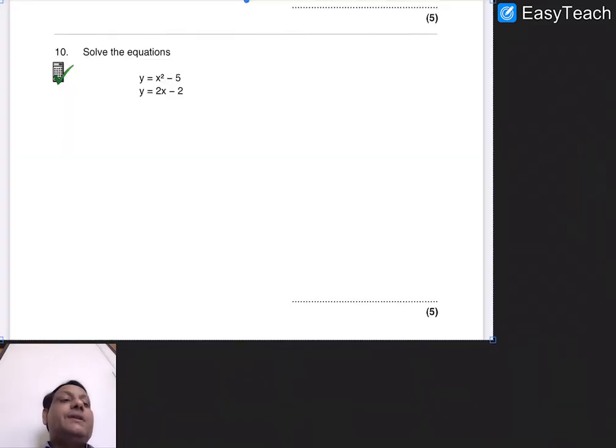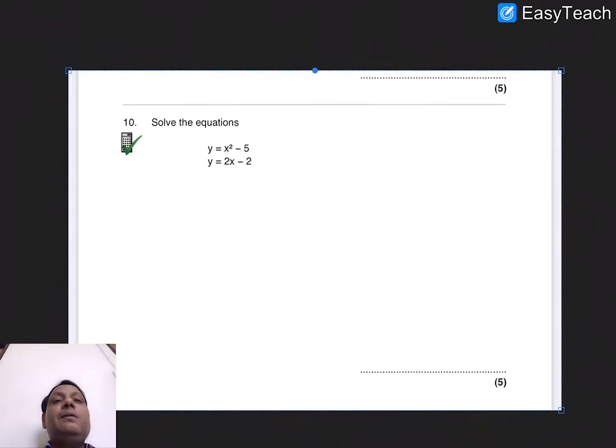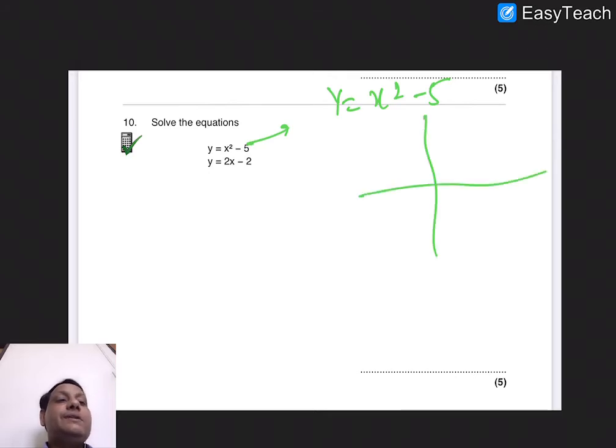All right, so this question is related to a parabola, and I'll show you the diagram also. So this is your question: y is equal to x square minus 5. If you plot this graph, as you know this is a parabola graph, so this is your y axis, this is your x axis. When x is 0, y is going to be minus 5.